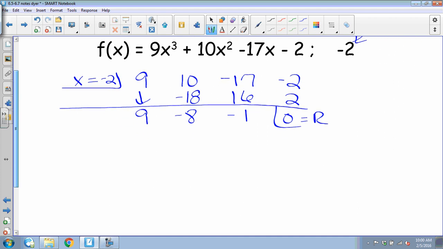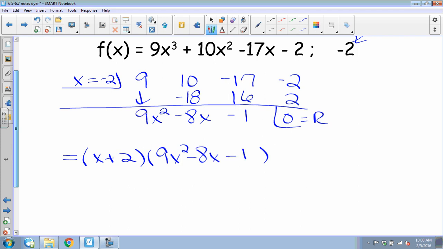So my answer is going to start with x squared, and then x, right? What's my first factor? X plus 2, because they told us the solution was negative 2, so the factor has to be x plus 2. My second factor is 9x squared minus 8x minus 1. Do the AC method with your trinomial.